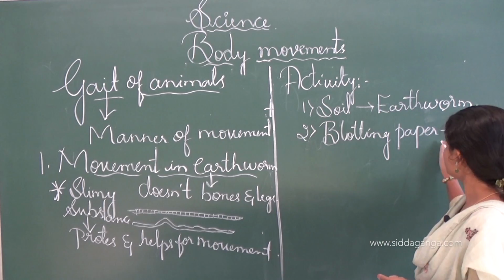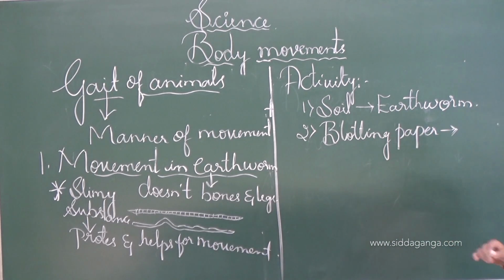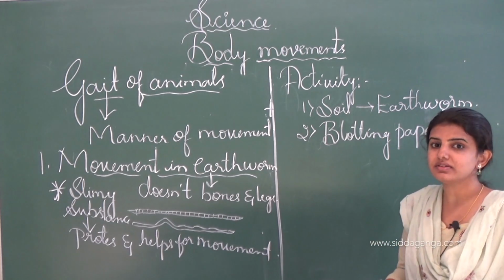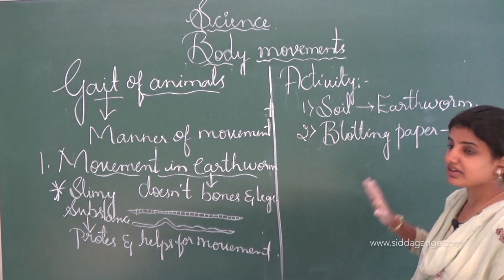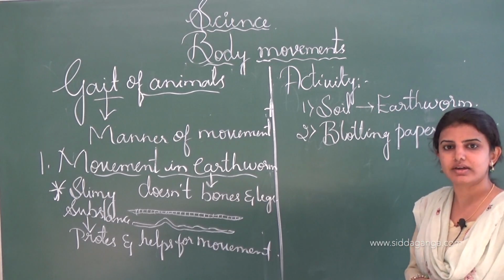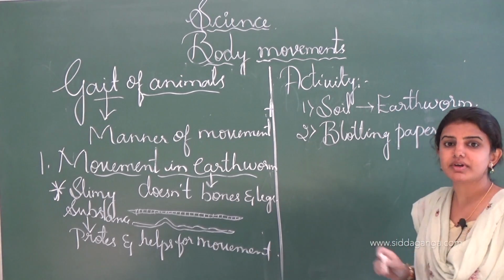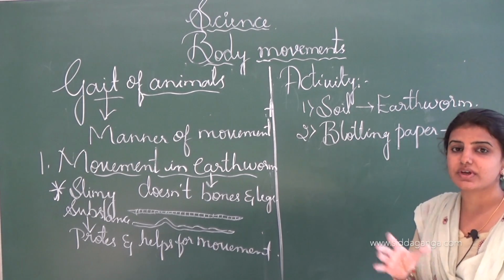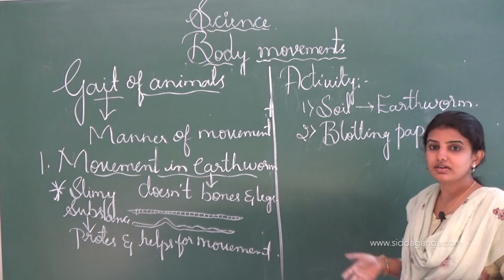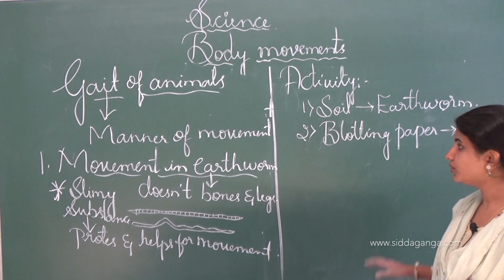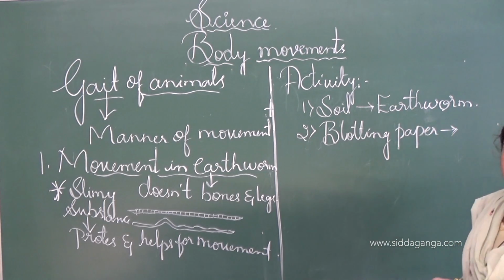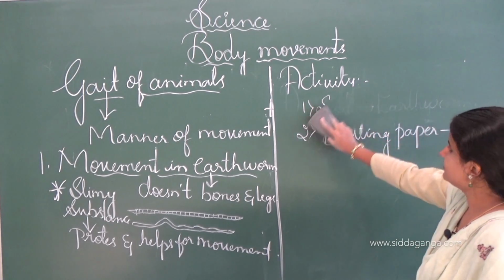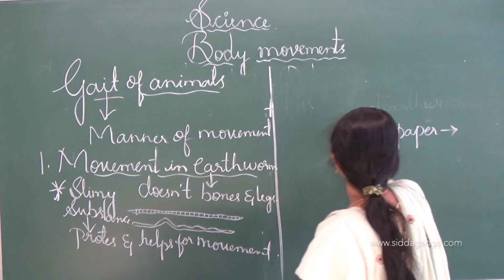So from this activity we can say that in soil it will fix itself, release the slimy substance, and thereby easily move from one place to another. Whereas on the blotting paper, it's difficult to move from one place to another, and the earthworm will slide. So this is the activity. Next we shall move on to another one, that is movement in the snail.